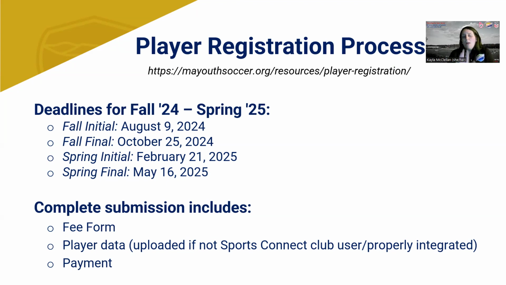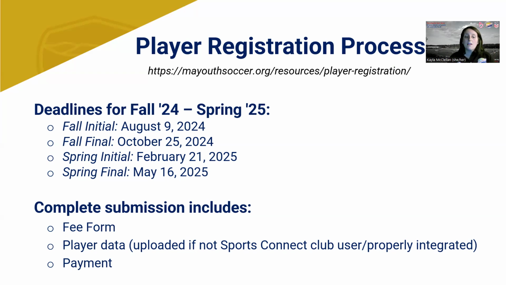So on the slide right now, you see that we have all of our deadlines for the fall 24, spring 25 soccer year. You'll notice that there is an initial and a final deadline for each season. We totally understand that at the initial deadline, you might not know for certain all of your players and all of your adult participants, but we ask you to submit what you have at the time of that deadline. And then in the final submission deadline, that's where you will make sure that you're including anyone who has joined since you submitted the initial.